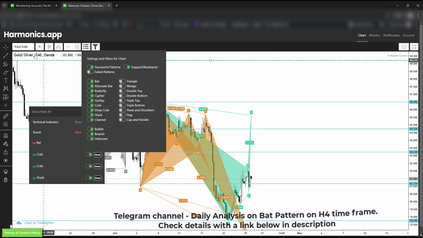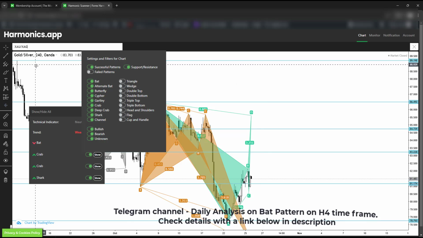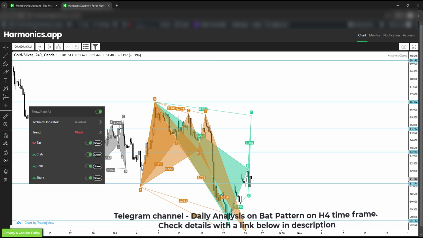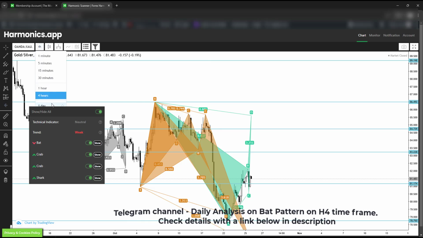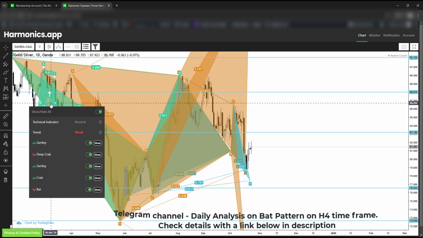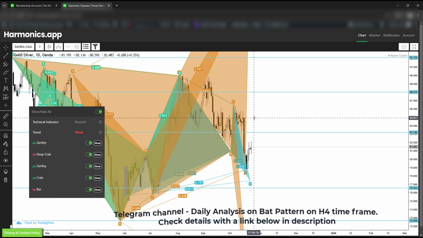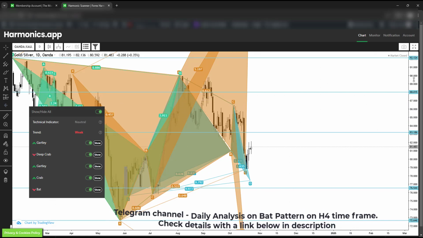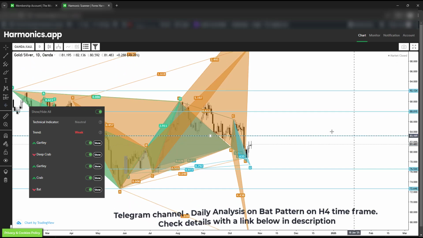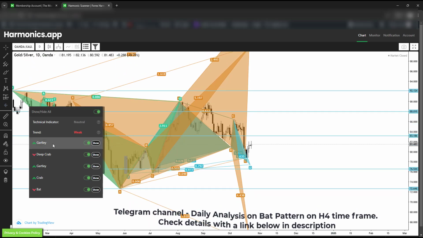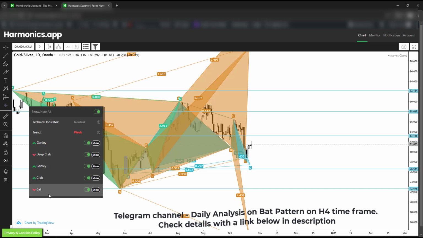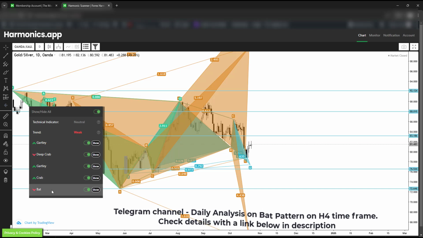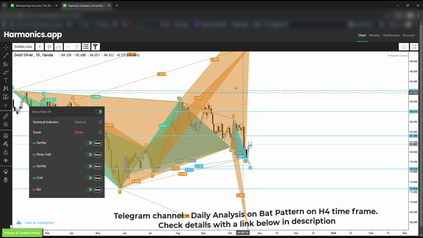Now you can simply change the symbol here if you would like, and also you can change the time frame here. Whenever you change the time frame or the symbol, the scanner will immediately detect new patterns for that symbol and for that time frame. So you can see that for the daily time frame we have 1, 2, 3, 4, 5. We have 5 patterns detected on the chart.